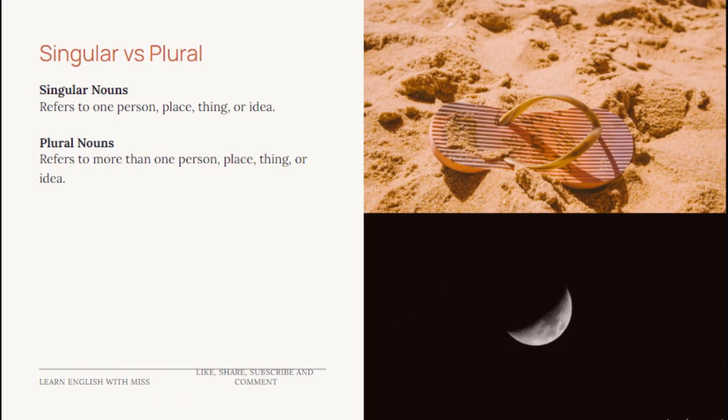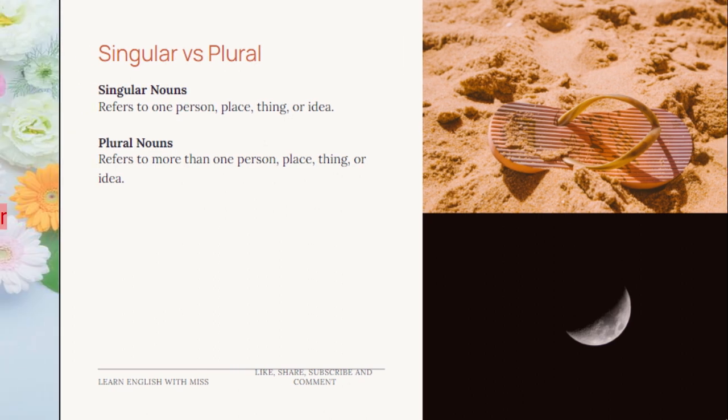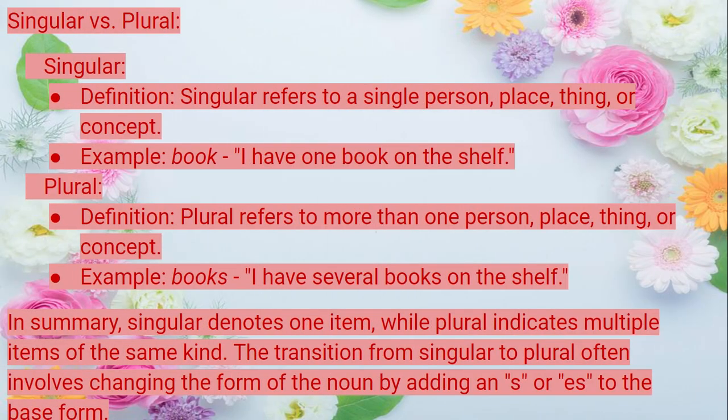Singular versus plural. Singular nouns refer to one person, place, thing, or idea. Plural nouns refer to more than one person, place, thing, or idea. And again, we won't understand this unless we look at the definitions more clearly and look at some more examples. So let's get started. A singular noun refers to a single person, place, thing, or concept.